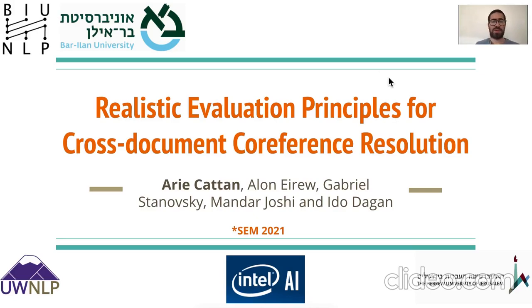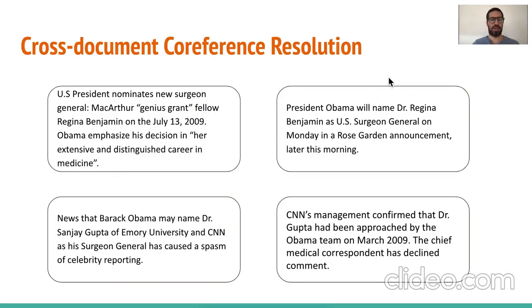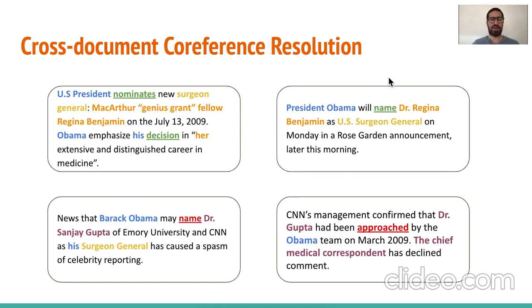I am a PhD student at Bar-Ilan University, and I represent our work about realistic evaluation principles for cross-document coreference resolution. This is joint work with Alon, Gabriel, Mandar, and my supervisor, Dagan. In this task, we are given multiple documents, and the goal is to find all mentions that refer to the same thing. Here, for example, the entity mentions in blue, US President, President Obama, the pronouns his, etc., across all the four documents refer to the same person.